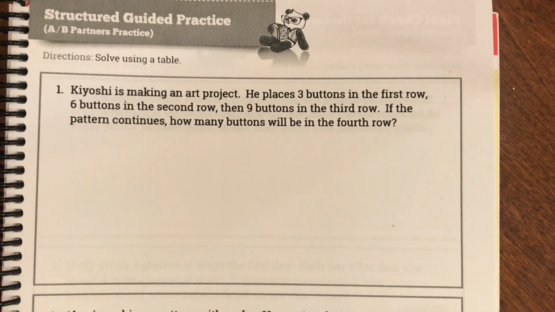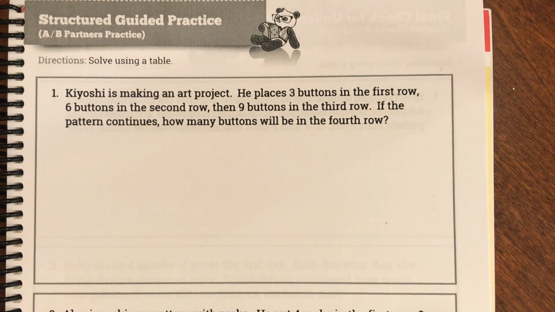Okay, ladies and gentlemen, let's try some of these together. Here's our first one, and we're on page 236. It says, Kiyoshi is making an art project. He places 3 buttons in the first row, 6 buttons in the second row, then 9 buttons in the third row. If the pattern continues, how many buttons will be in the 4th row?